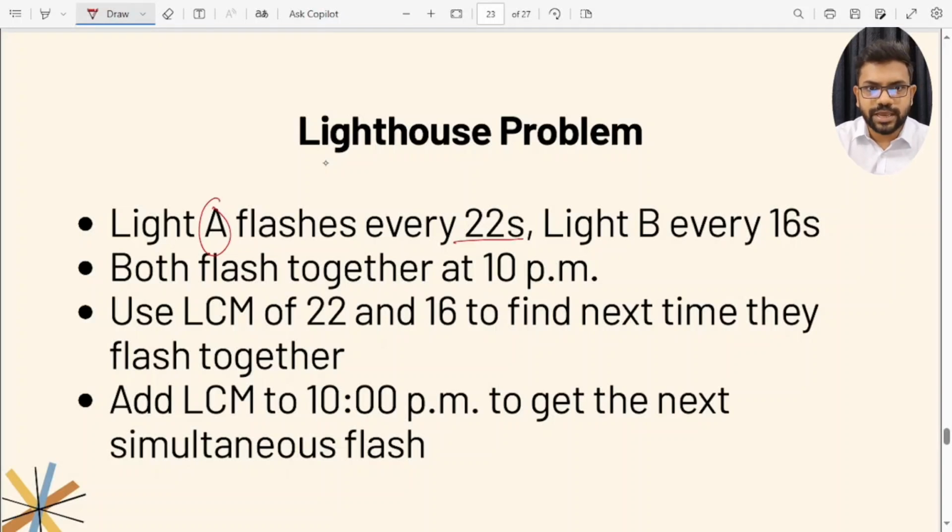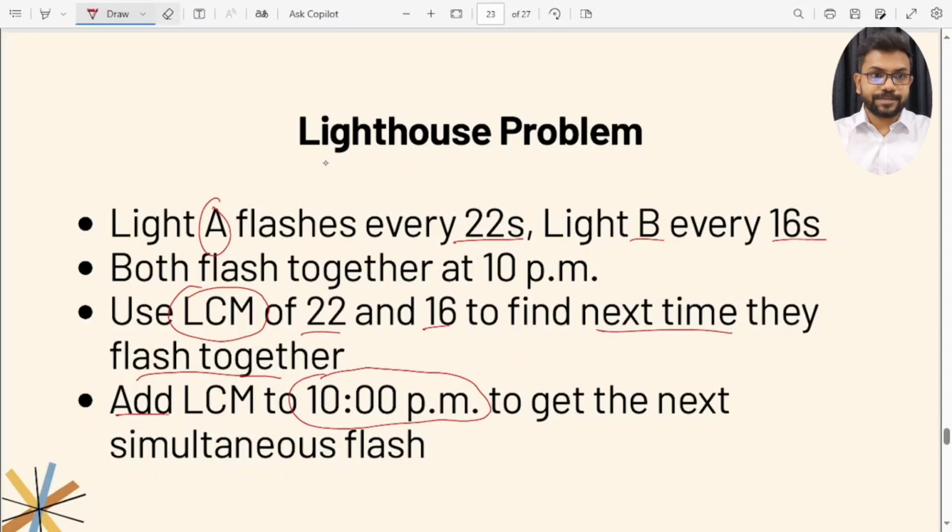Light A flashes every 22 seconds, light B flashes every 16 seconds. They both flash together at 10 p.m. Find out when is the next time they are going to flash together. The next time when they are going to meet in the future, you're going to do LCM. Okay, lowest common multiple. So we'll be doing the lowest common multiple of 22 and 16, and then we will add that to 10 p.m. to find out when is the next time they're going to meet.